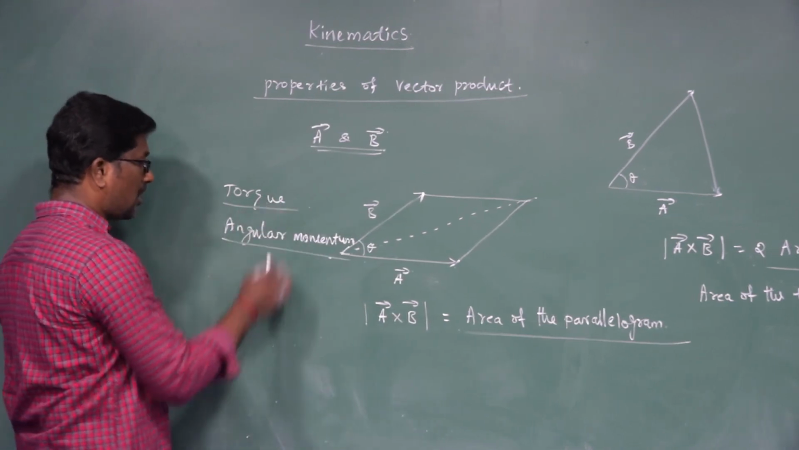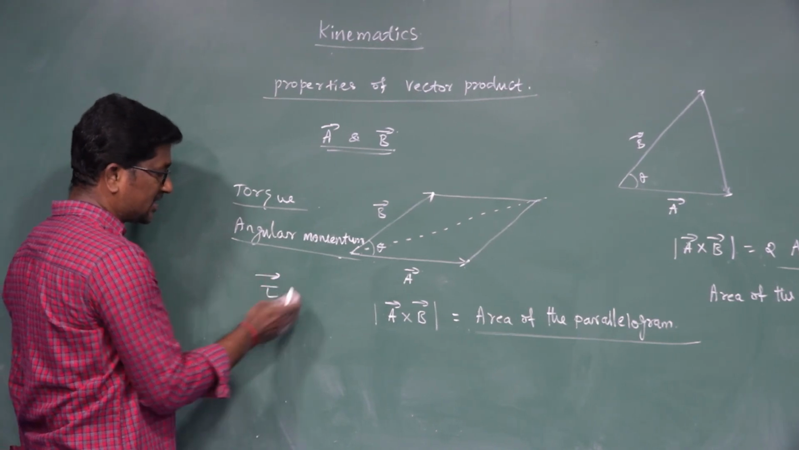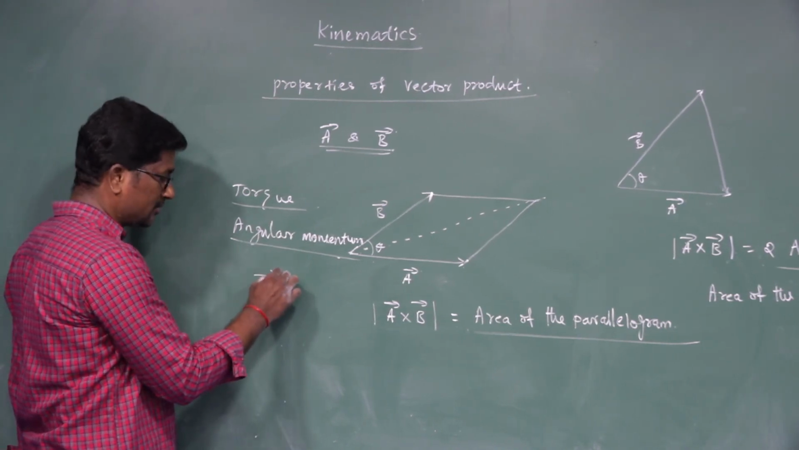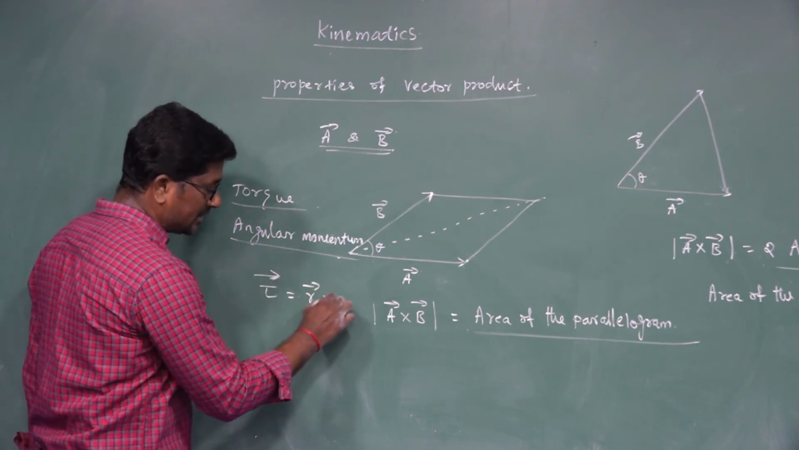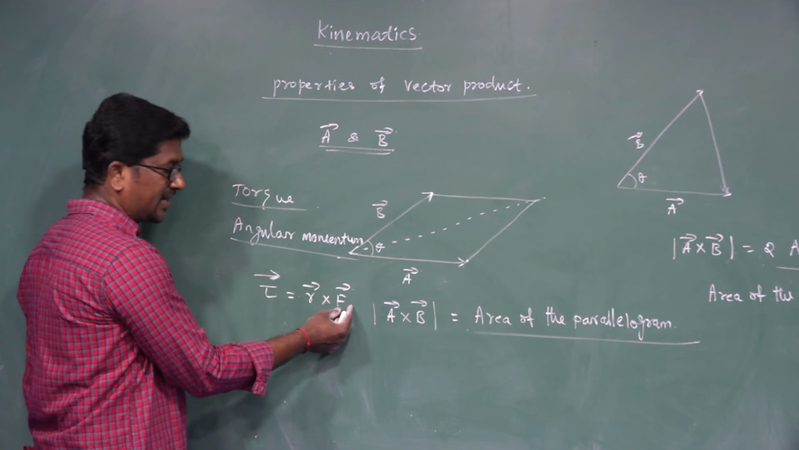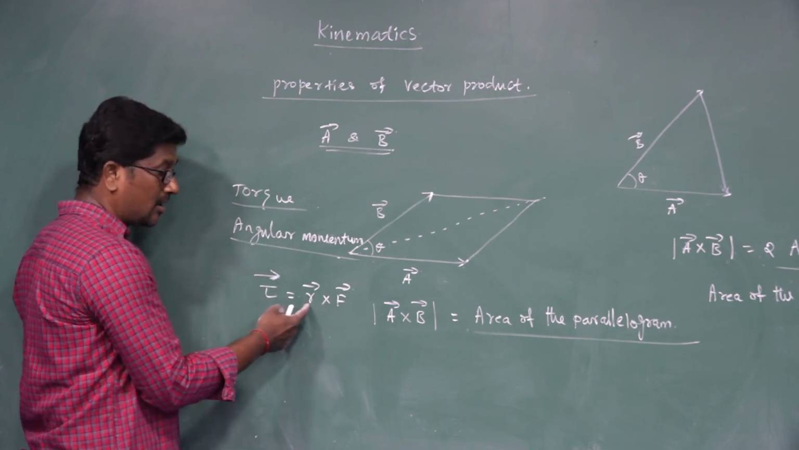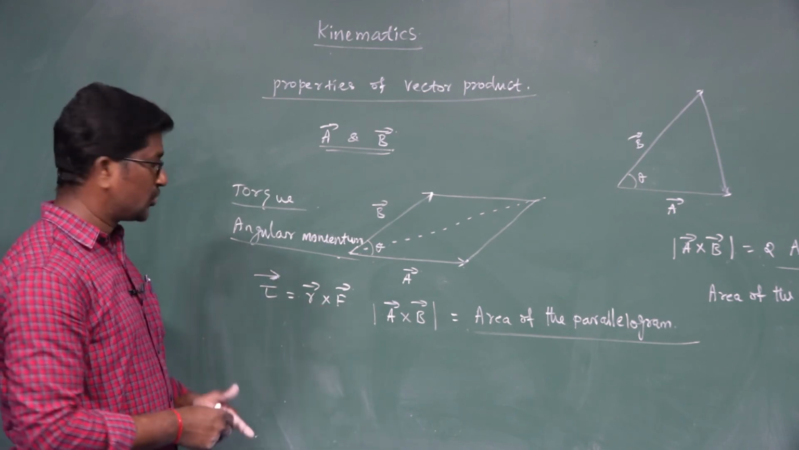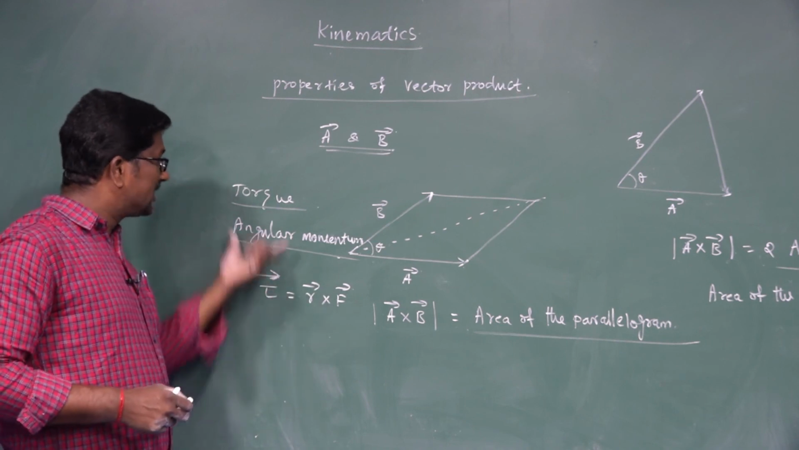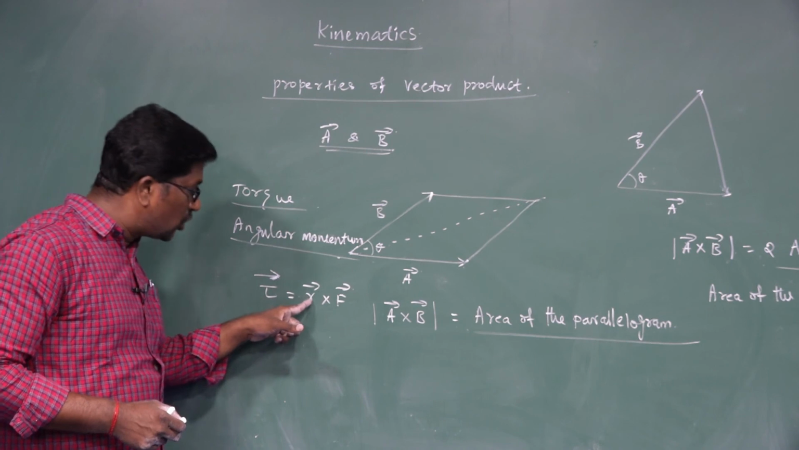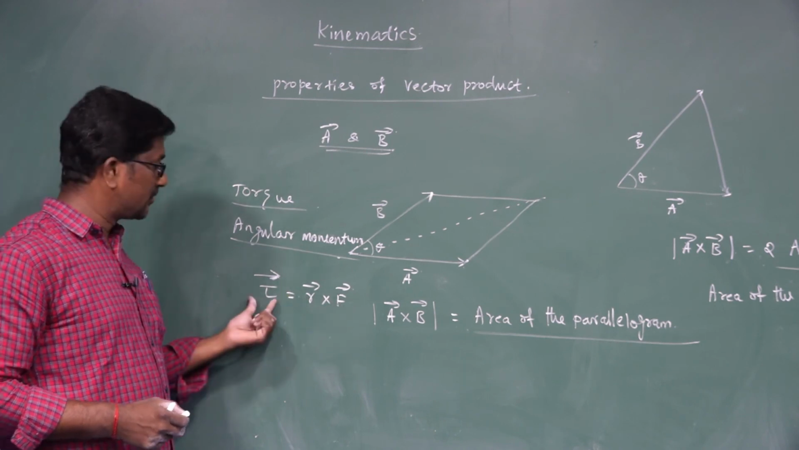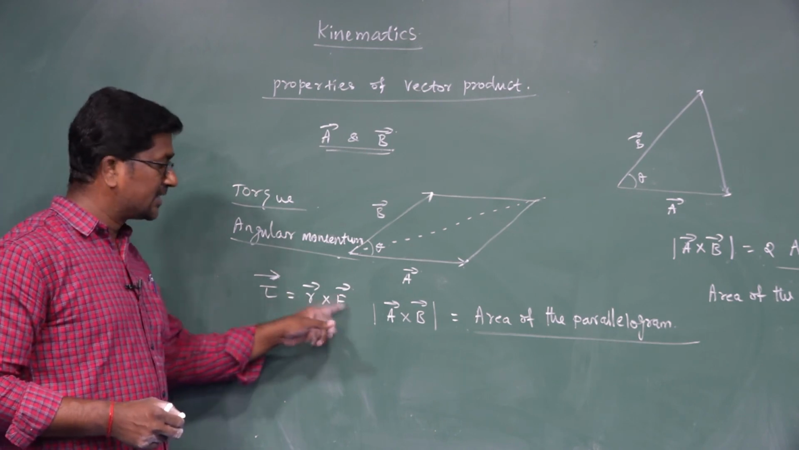For example, torque is represented by tau. It is given by the formula tau vector is equal to R vector cross F vector, where F is a force and R is a position vector. So here tau is the torque. The direction of torque is perpendicular to R vector and F vector, that is, perpendicular to the position vector and force.